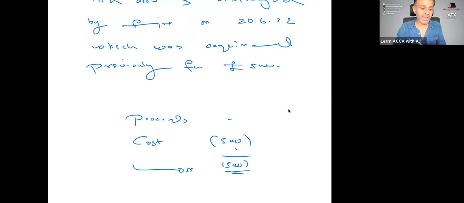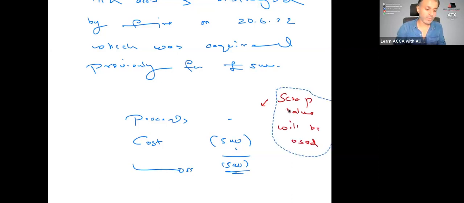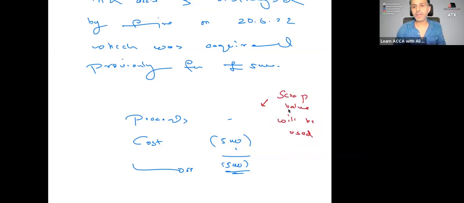Yes, it could happen that scrap value, if provided, will be used. In case it is not provided, then cost will be a loss. But in case it is provided, then whatever is provided, suppose 500, that will reduce the loss a little.